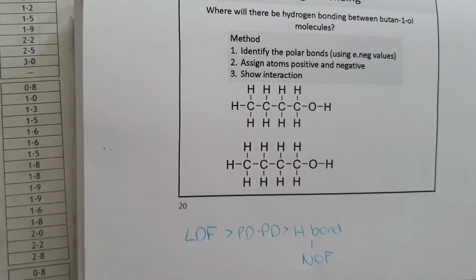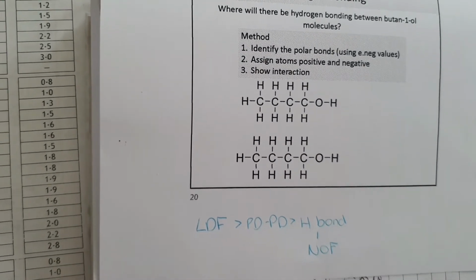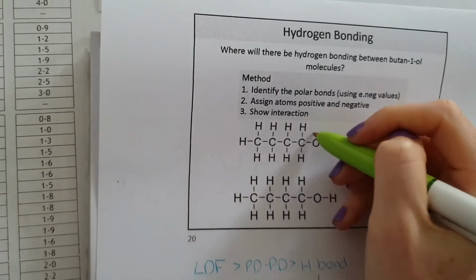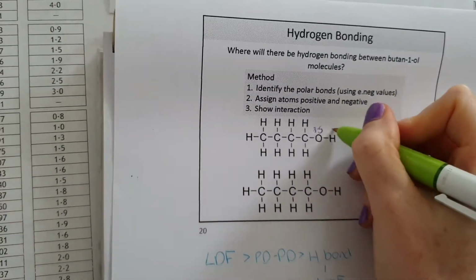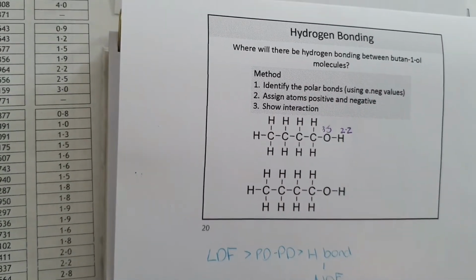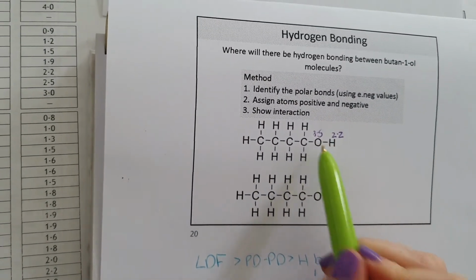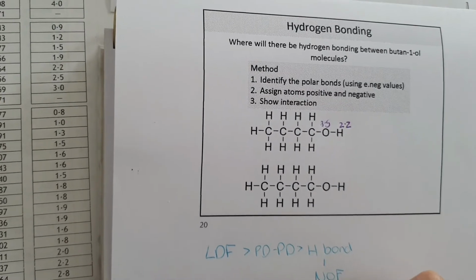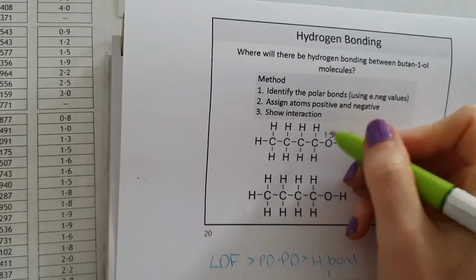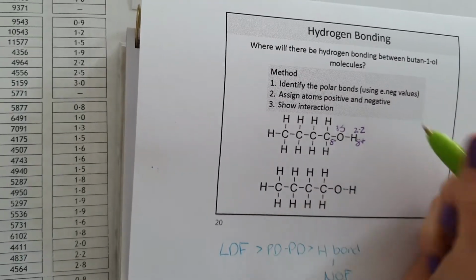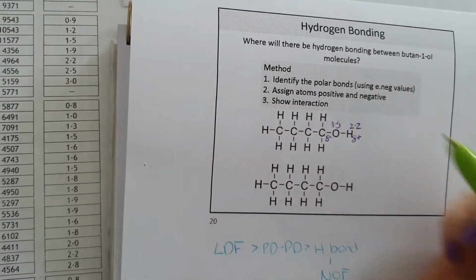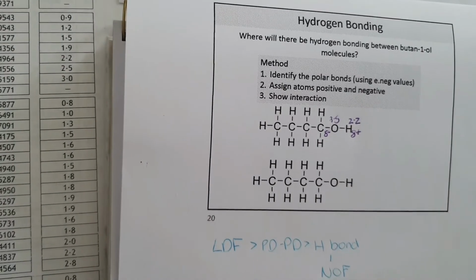So we said before that oxygen was 3.5, so I'll put that in there. Hydrogen's 2.2, and that would then mean that oxygen is slightly negative because it's the higher value. So you want your wee signs at either end. So that is me now done 1 and 2. I need to show the same on this one.